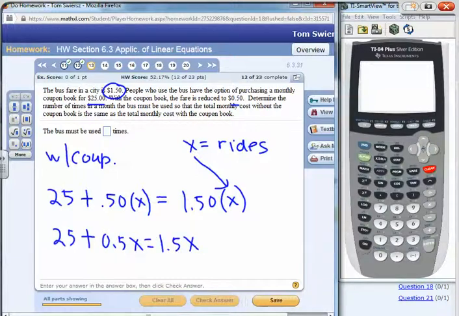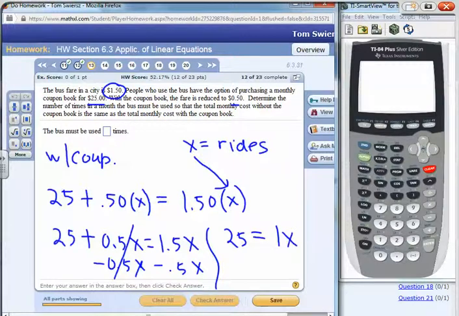The 25 is on the left side, so you could save a step by subtracting 0.5x from both sides to make it 0. So what remains on the left side is 25. 1.5 minus 0.5, if you do the math, is just 1x. So 25 is equal to 1 times x, which is x. So we have it solved. The coefficient of x is already 1. So the bus would be used 25 times in order to break even.